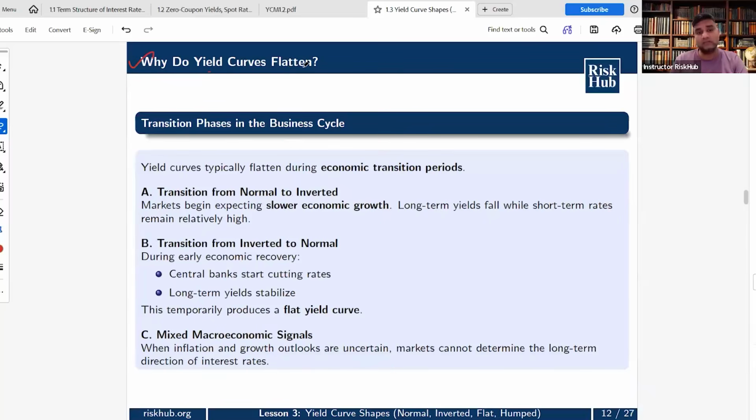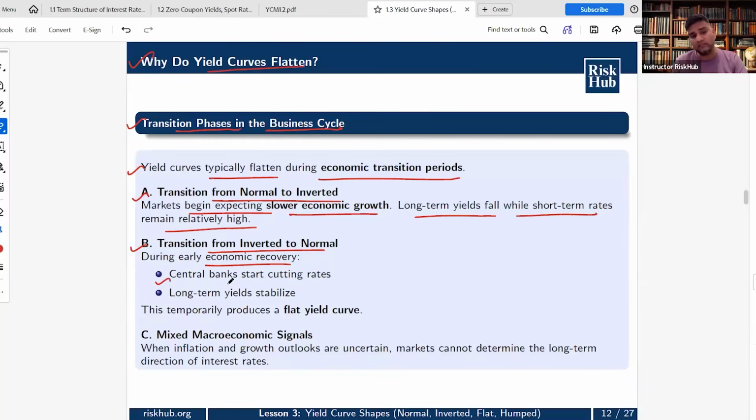Why do yield curves flatten? Transition phases in the business cycle. Yield curves typically flatten during economic transition periods. A transition from normal to inverted, the market expecting slow economic growth, long-term yield falls while short-term rates remain relatively high. Transition from inverted to normal during early economic recovery, central banks start cutting rates. Long-term yield stabilizes, this typically produces a flat yield curve. Mixed macroeconomic signals, inflation and growth outlooks are uncertain. Markets cannot determine the long-term direction of interest rates.